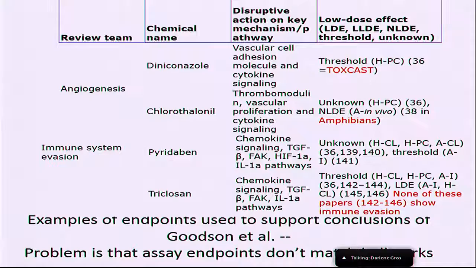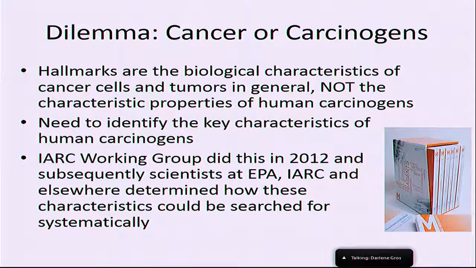I'm going to skip over this because of shortness of time. The dilemma we have really is that the hallmarks are really not the properties of carcinogenic chemicals, but they're characteristics of the tumor itself, or of the cancer itself. So while we would expect chemicals to alter these processes that are involved in the hallmarks, they're not actually hallmarks of carcinogens, if you see what I mean.